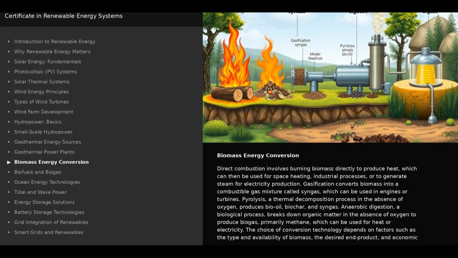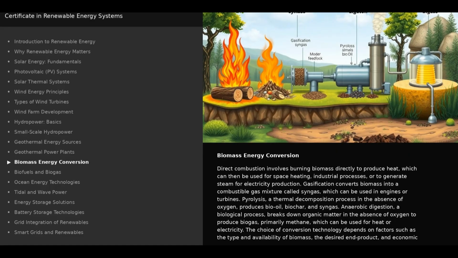Direct combustion involves burning biomass directly to produce heat, which can then be used for space heating, industrial processes, or to generate steam for electricity production. Gasification converts biomass into a combustible gas mixture called syngas, which can be used in engines or turbines. Pyrolysis, a thermal decomposition process in the absence of oxygen, produces bio-oil, biochar, and syngas.